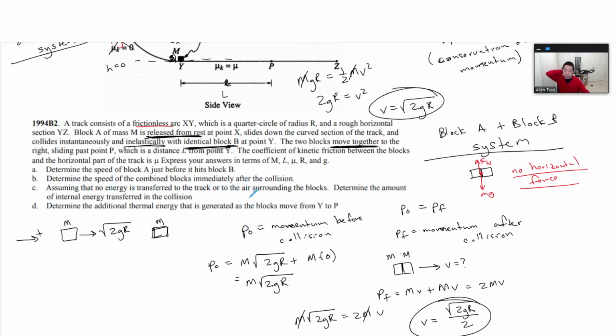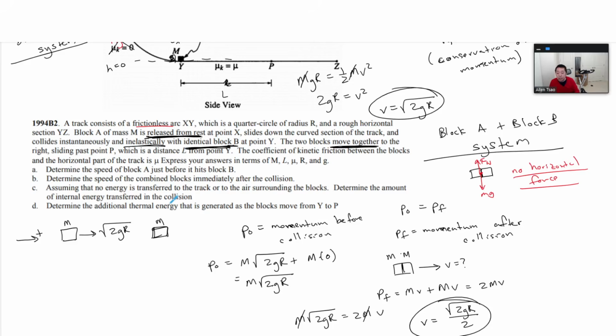Assuming that no energy is transferred to the track or to the surrounding blocks, determine the amount of internal energy transferred in the collision. So a lot of times in collisions, we might lose energy. We lose mechanical energy. There's other forms of energy out there: heat energy, light, sound, nuclear energy, energy in foods. There's all forms of energy out there. But in this class, we're concerned primarily with mechanical energy.